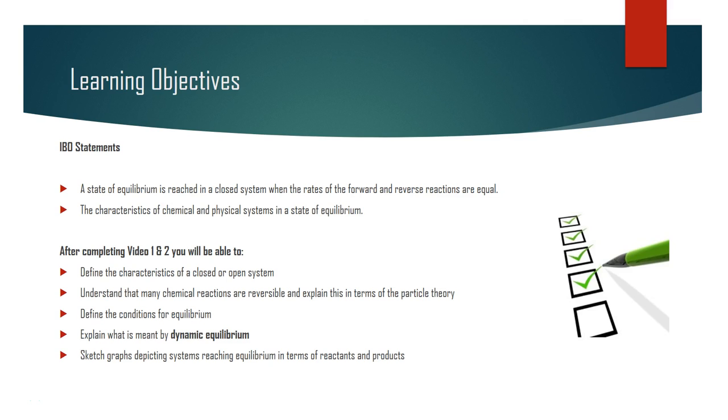In order to be able to do that, you really need to be able to define what an open or closed system is, and understand that chemical reactions, even though we've told you chemical change is irreversible for the last 5 or 6 years, are actually reversible things. Most chemical reactions, or at least a large proportion of them, can go in either the forward or the reverse direction. You need to be able to define the conditions for equilibrium and explain what is meant by the term dynamic equilibrium, and then sketch graphs depicting these systems. We'll look at these topics over the next 2 videos, this one and one more.